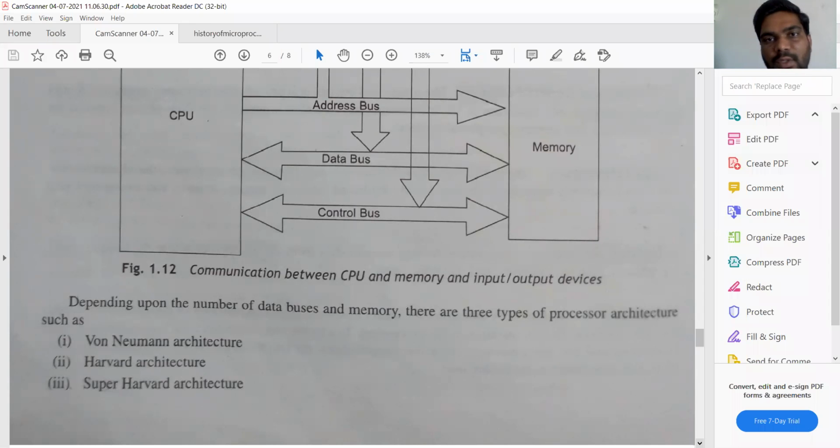Whatever microprocessor you find in your electronic devices will have one of these three architectures. The first one is Von Neumann architecture, the second is Harvard architecture, and the third is Super Harvard architecture. Now let us see what these architectures are and how they differ from one another. Architecture means physical construction, so these are different in their physical construction only. How these three differ, we'll see now.